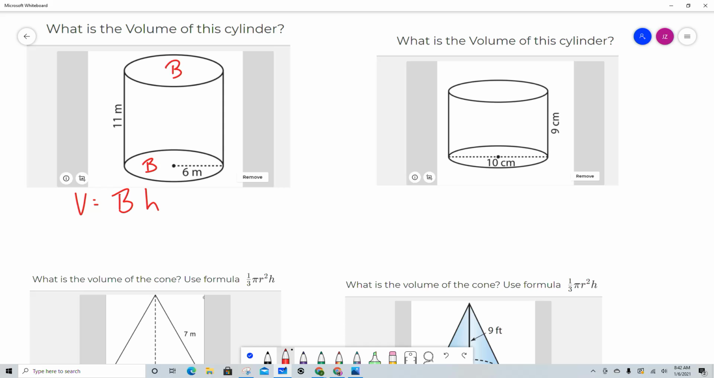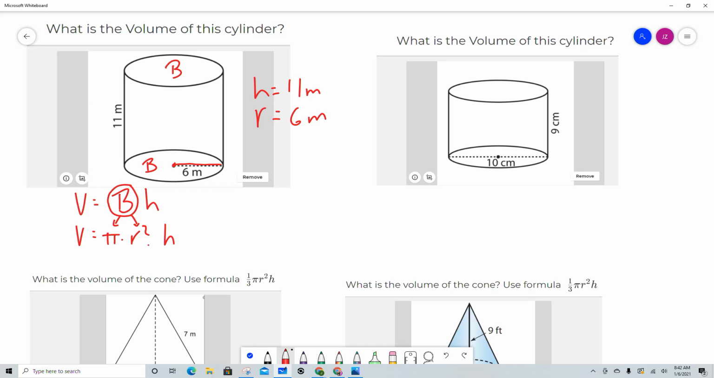Okay, now the area of the base, if you want to find the area of that circle, then we end up using this formula right here. Pi times the radius squared. And then we're going to bring down the height. Okay, so right here we have our height being 11, and the radius goes from the center of the circle to the edge. That's the radius, 6.